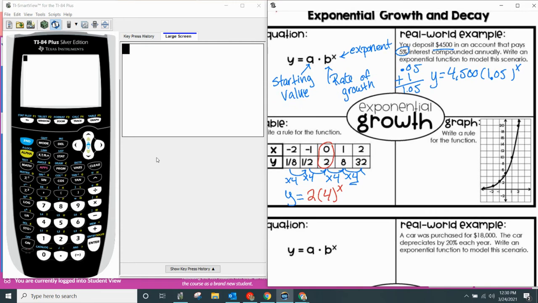This is growth. Do you see how this one is increasing? That's super important to notice. If it's increasing, that's exponential growth. I'm going to erase that so we can see these points. So how do you write the rule if you've been given a graph?